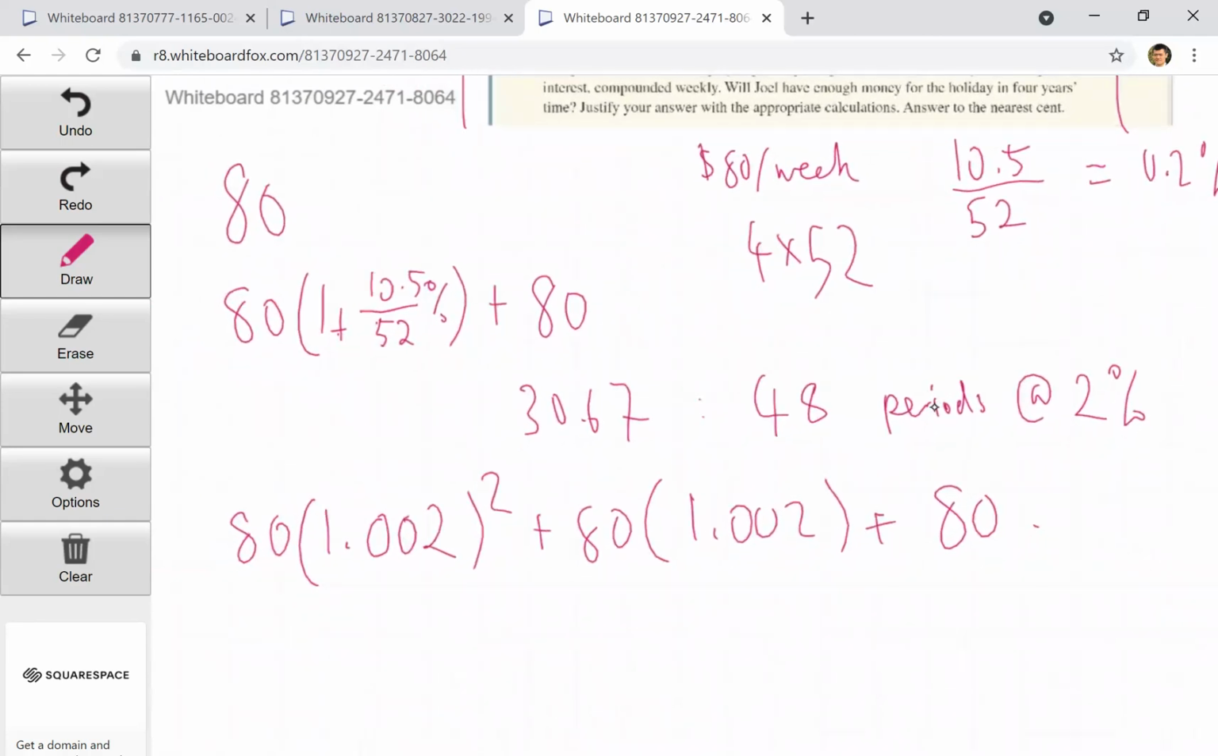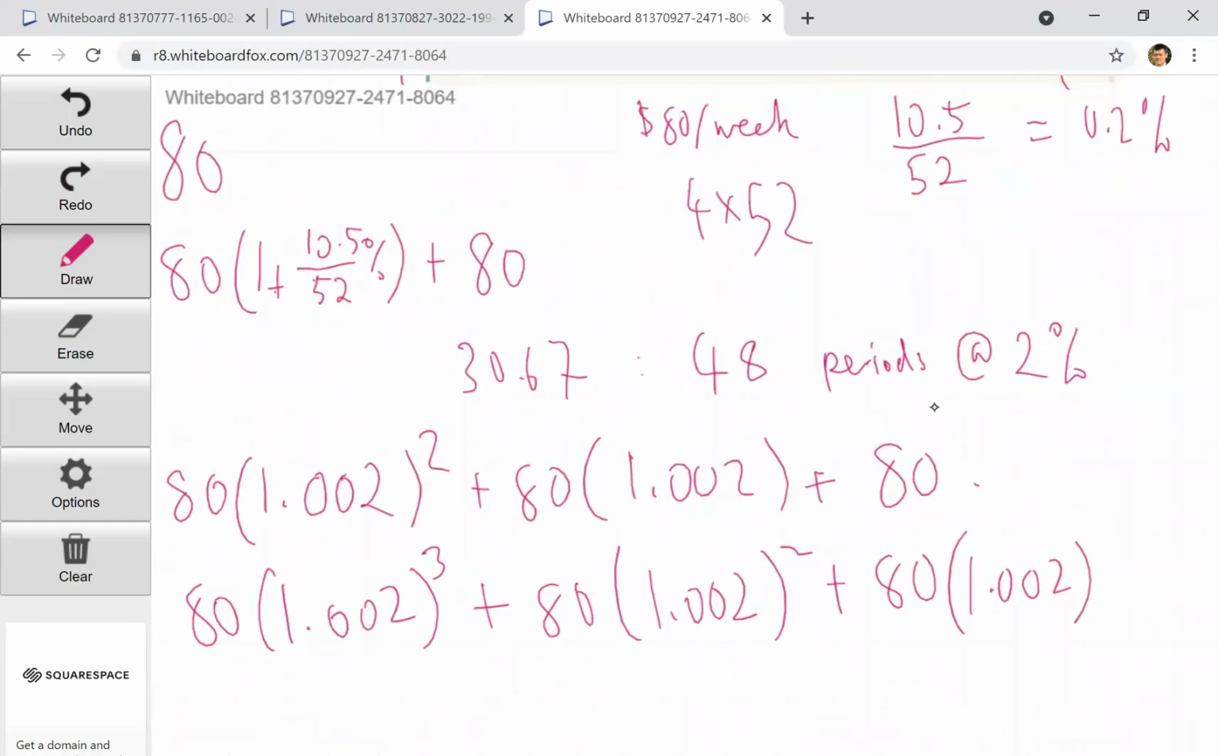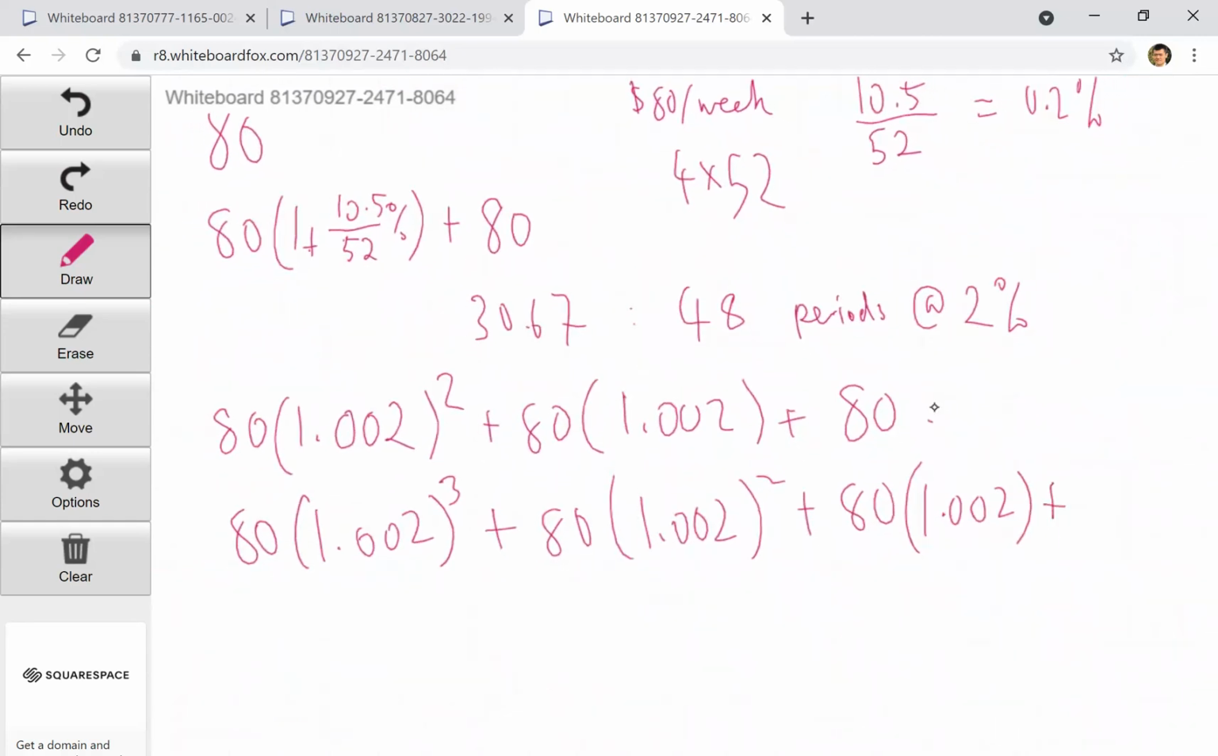And so if you do another week, this first thing gathers another week of interest, so it goes up to 3. This one goes up to 2. This one goes to 1, plus 80, right?